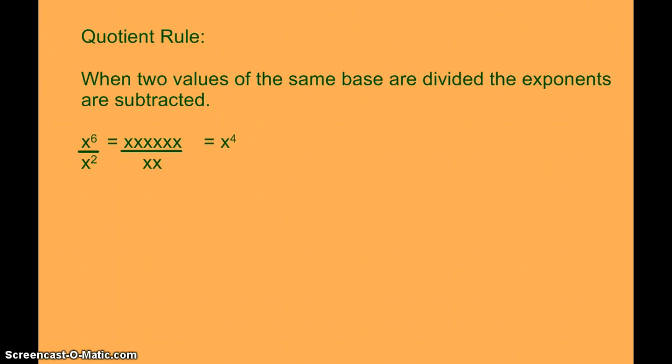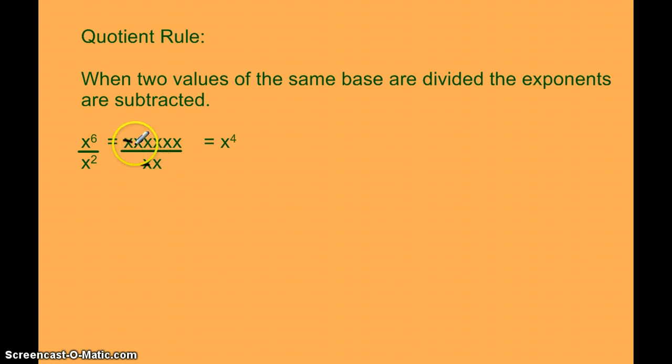So when we look at our example here, we have x to the sixth divided by x to the second, and we wrote out 6 x's and 2 x's. Now, division is the same as fractions, and so when we're dividing with exponents, what we're really doing is reducing a fraction. I see I have an x on both top and bottom, so I can divide that out of the top and bottom.